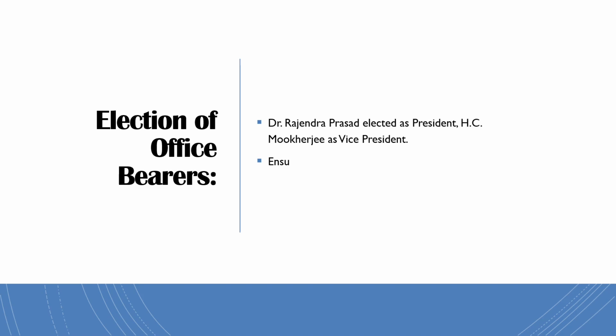Now let's see the working of the Constituent Assembly. The Constituent Assembly's work unfolded through several key stages. First, the election of office bearers took place, appointing Dr. Rajendra Prasad as the president and H.C. Mukherjee as the vice president. This leadership ensured orderly proceedings and effective management of the Assembly's extensive responsibilities.